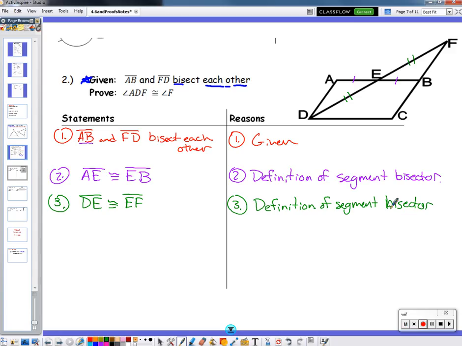AED, if I look at angle AED, what's its relationship to the angle that's across from it? Vertical, right? They're vertical of each other. So I could say that those two vertical angles are congruent based on the picture. Okay? So it's not always what's given to you in the word form, but it also could be stuff that's given to you hidden in the picture.